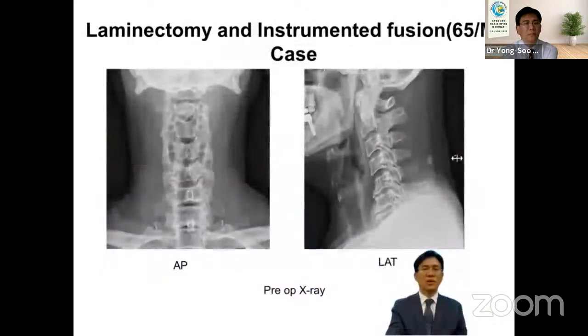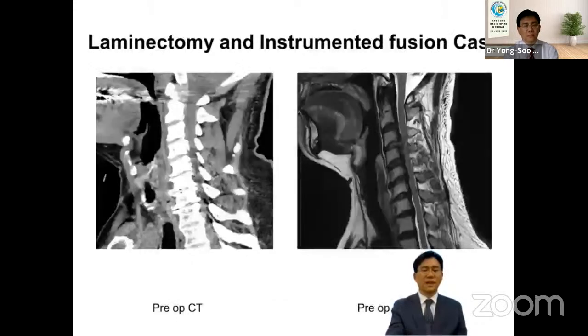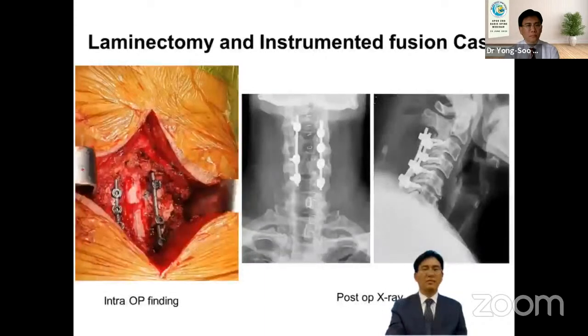This is a laminectomy and instrument fusion case. A 65-year-old male patient had CSM symptoms. The radiograph shows a kyphotic cervical spine. CT and MRI findings show multilevel stenosis and spinal cord changes. Left side intraoperative finding and post-op radiograph show well stabilized with instrument.